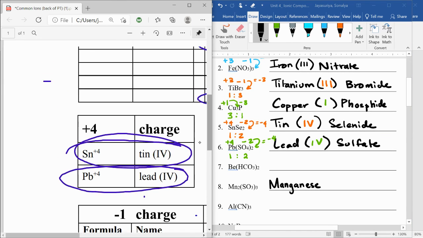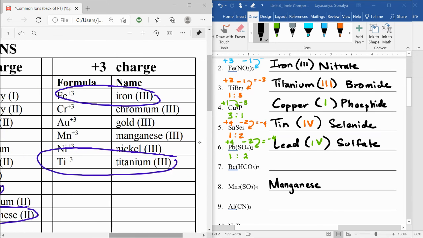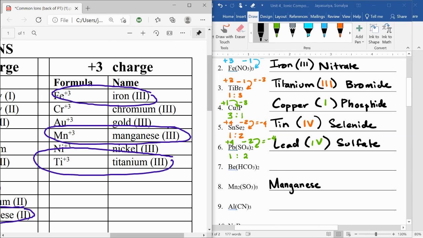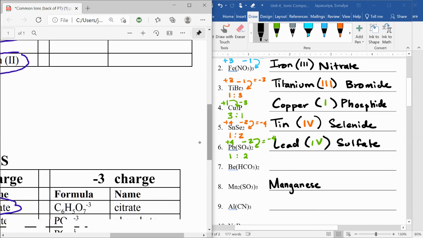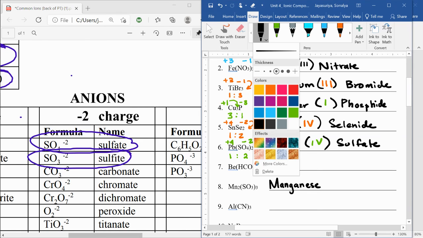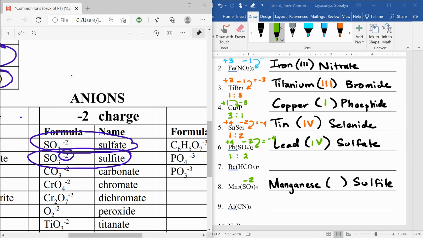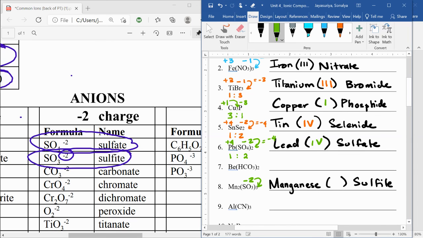And if you look at your common ion sheet, you'll notice that there is manganese 2 and manganese 3. So we have to figure out which manganese this is. And SO3 is sulfite. So this is just going to be sulfite, manganese something, sulfite. Sulfite, not sulfate. Be careful. So this is negative 2 because sulfite is negative 2. Negative 2 times 3 gives me a negative 6.